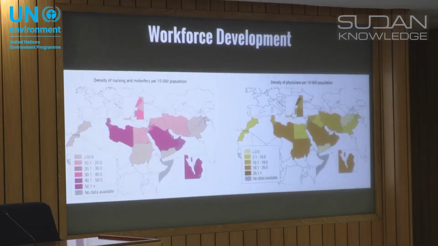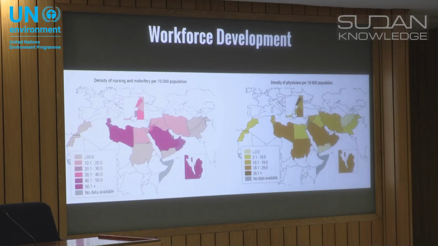Now, another issue. You see that there are so many universities open in Sudan. I can't even count them. They're probably close to about 30 medical schools, I heard, or 29 medical schools. So you get so many doctors coming out. As you can see, the number of doctors we have in Sudan is about 26.1 per 10,000 population. Great number, beautiful. But when you look at nursing and midwives, we have less than 10 per 10,000 population.